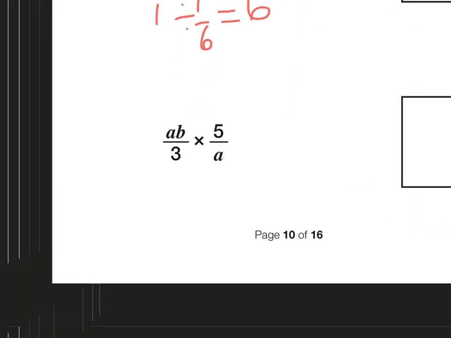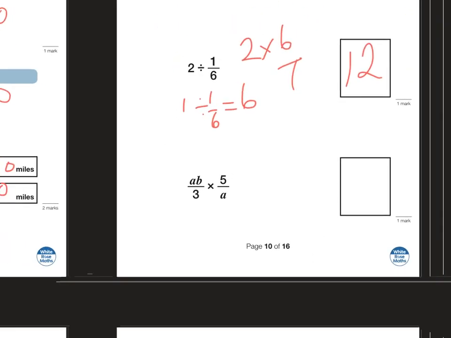Now this one, using our rearranging, is going to help us. So I'd have 5 over 3 times AB over A. I can cancel the A off both, so I've just got 5B over 3.